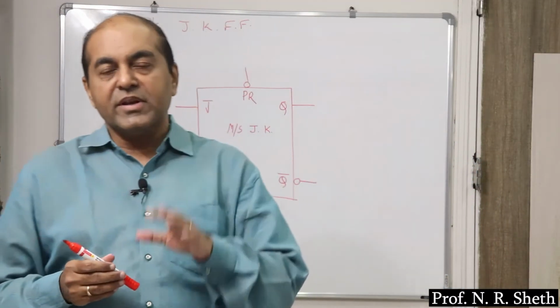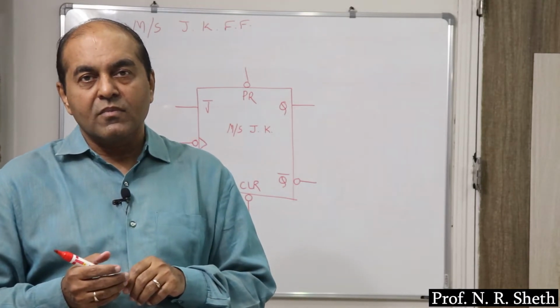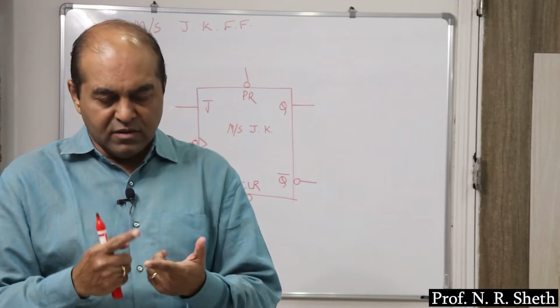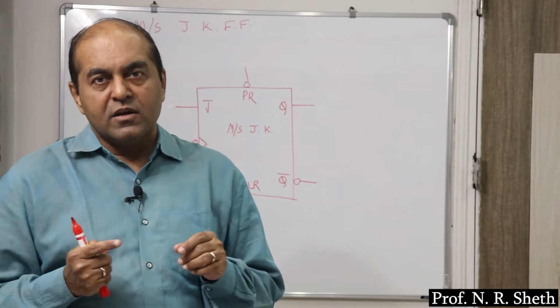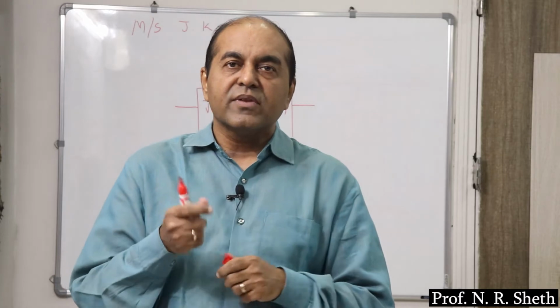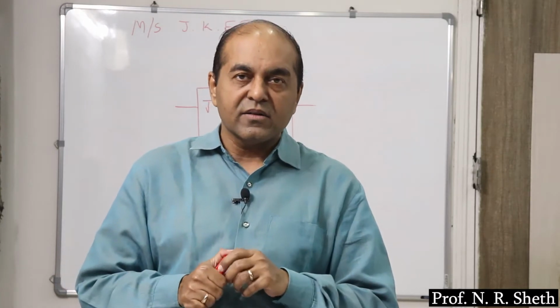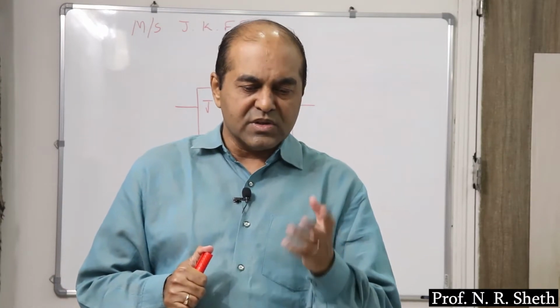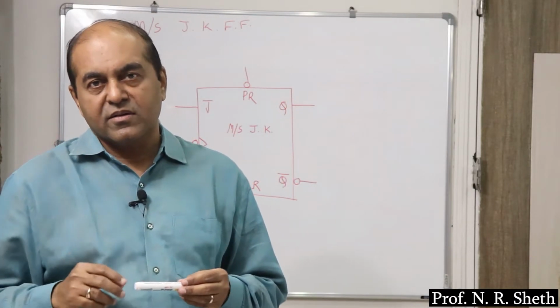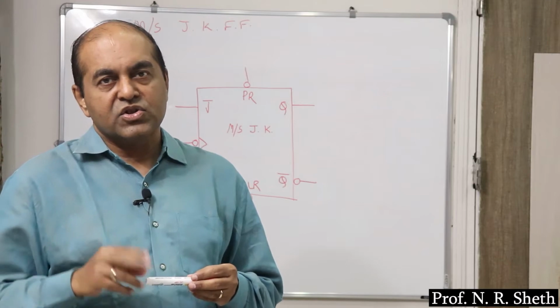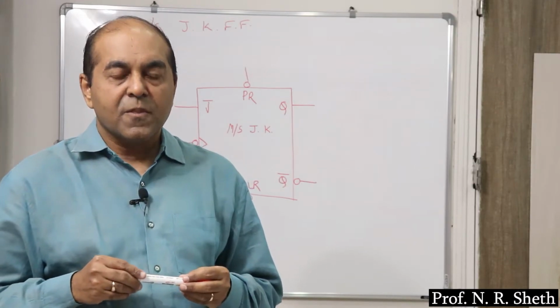So, 3 families over: RS, D and JK. Especially D is used when the single input is required, and JK family is used when we want to use the toggling facility, switch to opposite state.